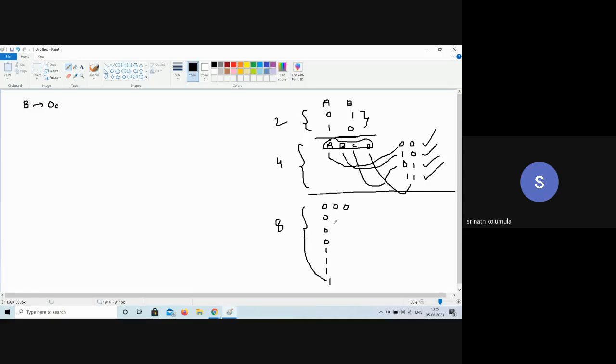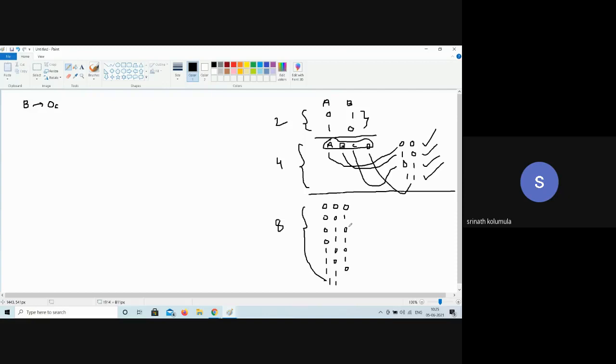Then what I'll do? This I'll tell 0, 0. This I'll tell 1, 1. This again 0, 0, and this again 1, 1. Again this I'll call 0, 1, again 0, 1. I'll tell you an easier method to construct this.